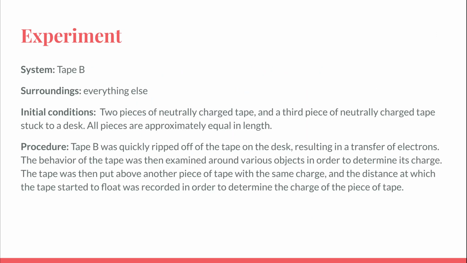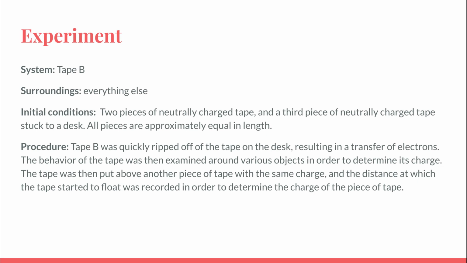For the experiment, I chose my system to be tape B and the surroundings to be everything else. So there were two pieces of neutrally charged tape, and I had a third piece of neutrally charged tape that was stuck to my desk. All these pieces were equal in length. Tape B was quickly ripped off the tape on the desk, which resulted in a transfer of electrons that made that piece of tape charged.